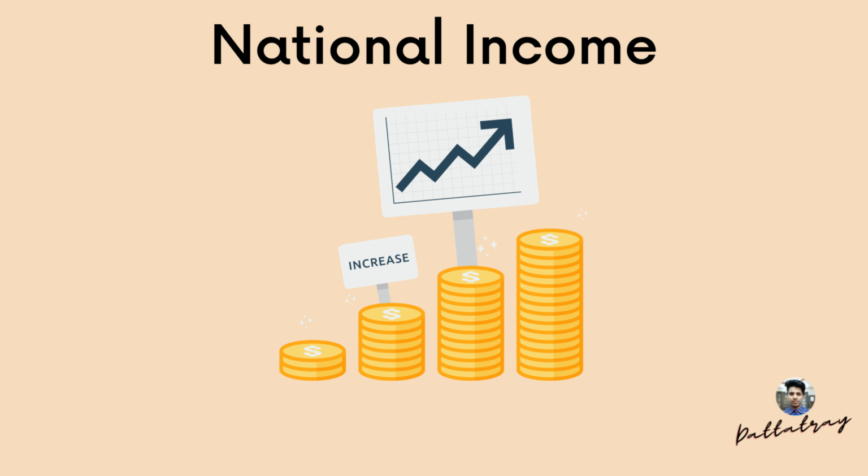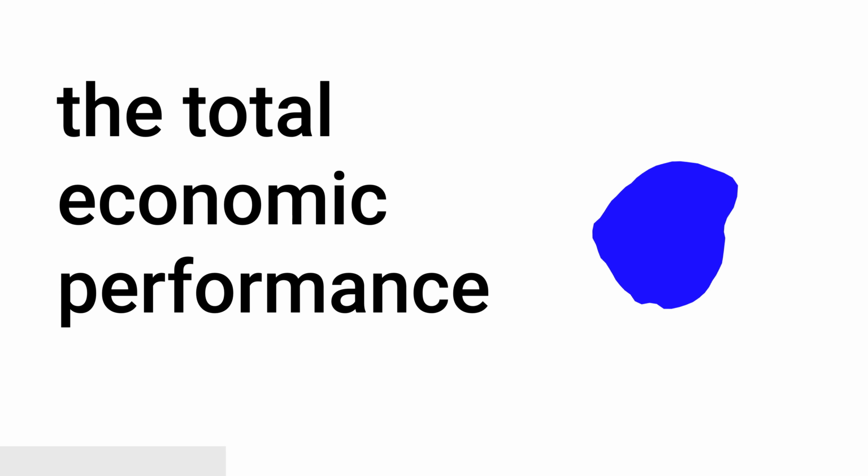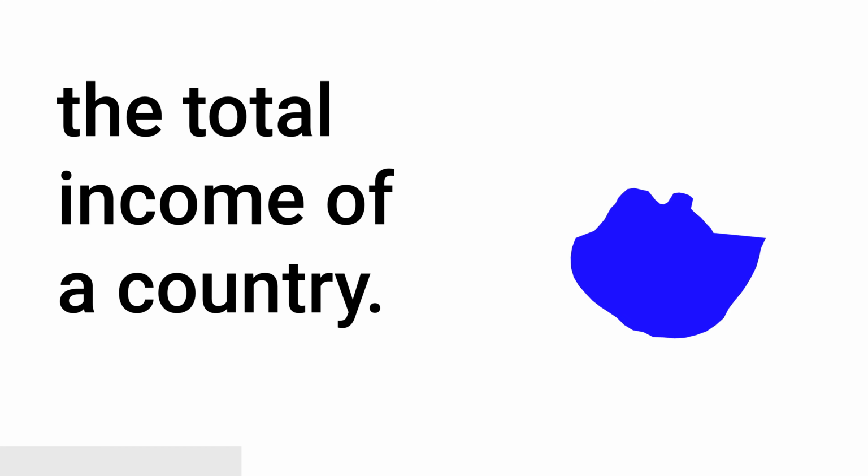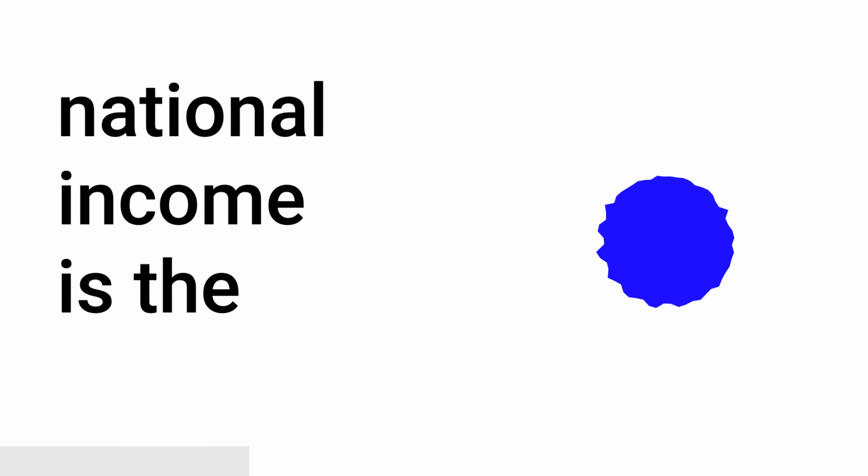Primary concepts of macroeconomics. Concept 1, national income. This reveals the total economic performance of a nation. It is referred to as the total income of a country. In the economic sense, national income is the aggregate monetary value of all final goods and services produced in an economy during a year. In simple words, national income means the total value of goods and services produced in a specific time within the country.